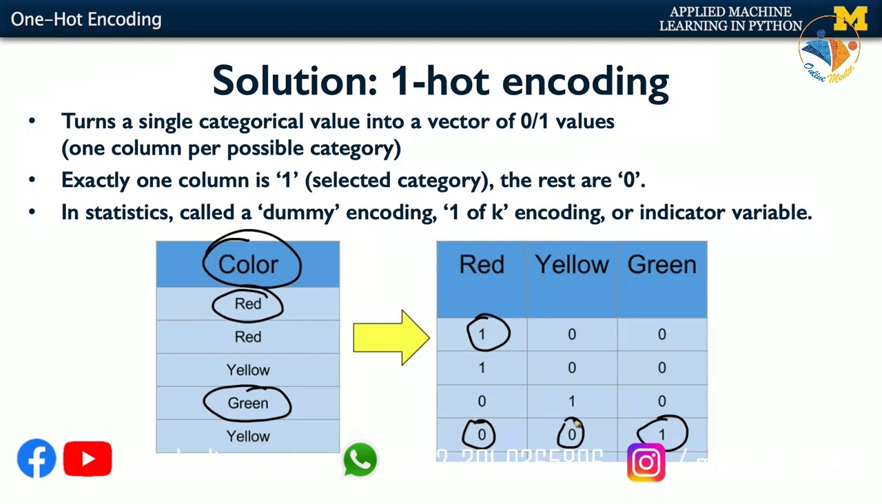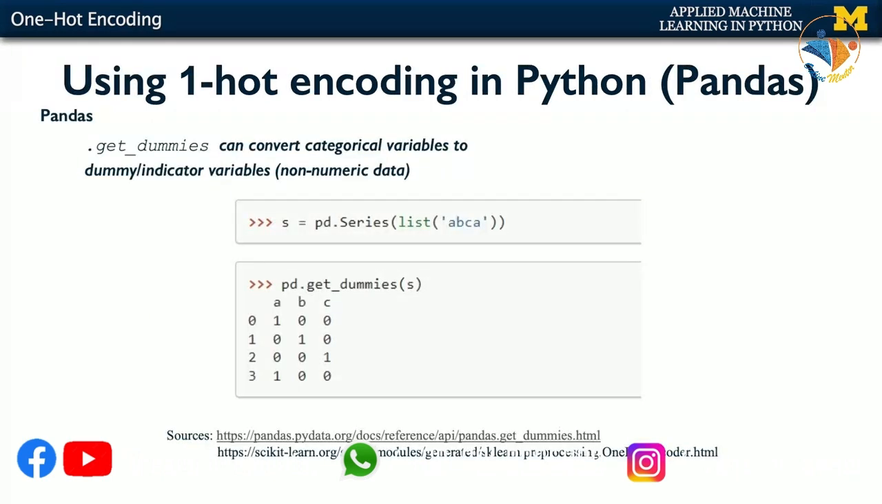So that's how you convert categorical values into a vector of 0, 1 values that something like linear regression can actually handle now. Transforming categorical values into one-hot encodings is really easy in Python, whether you use pandas or scikit-learn.